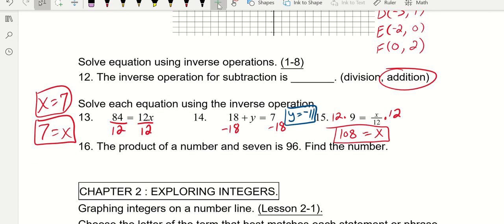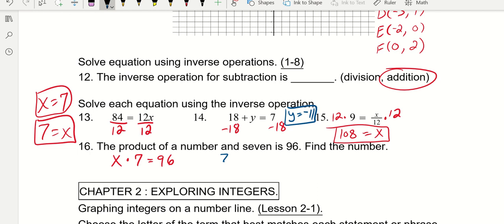The product of a number and 7 is 96. Product means we're going to multiply. We'll say a number is x. The product of a number, x, and 7, we're multiplying x and 7, equals 96. There we go. What is happening between the x and the 7?